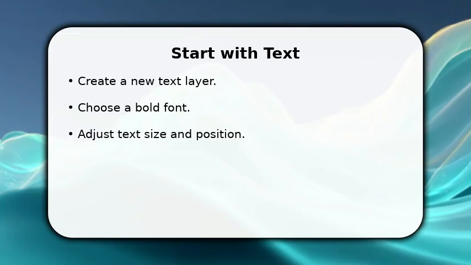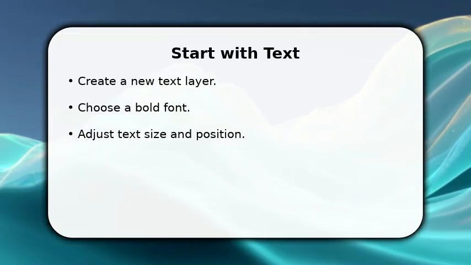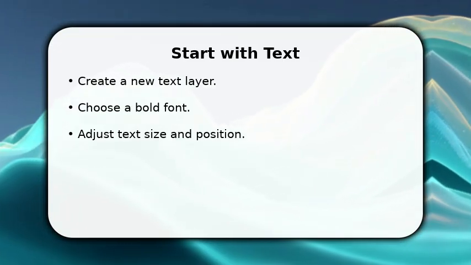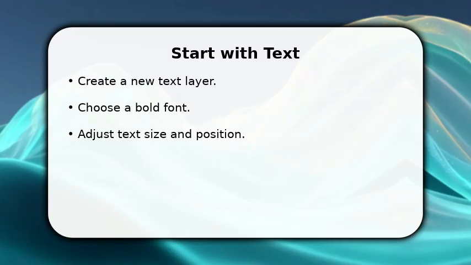In this video, I will show how to make bubble text in Premiere Pro. First, open Premiere Pro and create a new sequence. Select the Type tool and click on your program monitor to add a text layer.